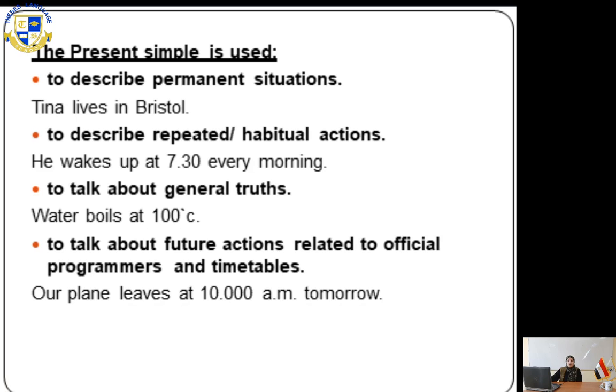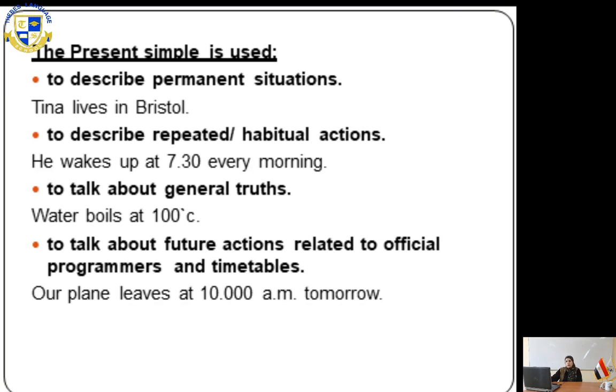Also, we can use the present simple to talk about future actions related to official programmes and timetables. For example, our plane leaves at 10 a.m. tomorrow. So as for schedules and timetables, we use the present simple tense.